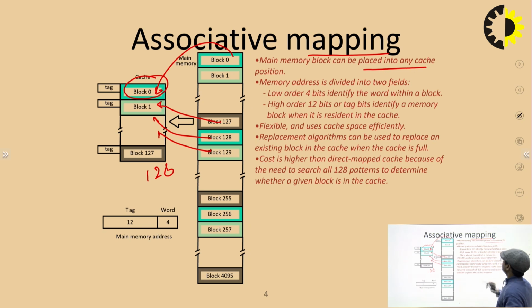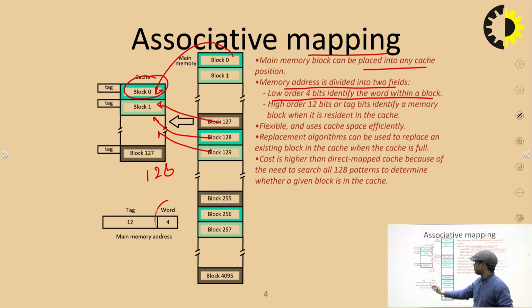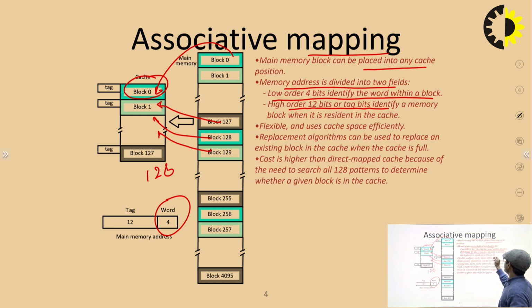We have a freedom to place anywhere. So, what will happen? The memory address can be divided into two fields. One is the low order 4 bits to identify the word within the block, and when this particular block is brought here, it will have a tag.